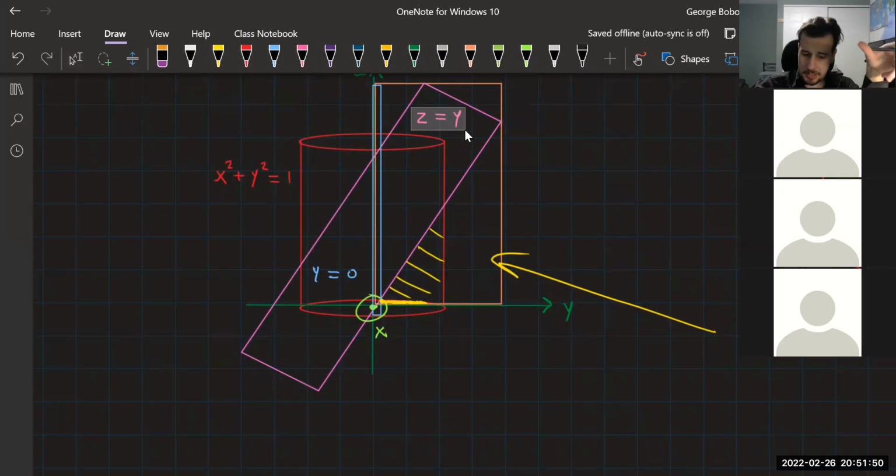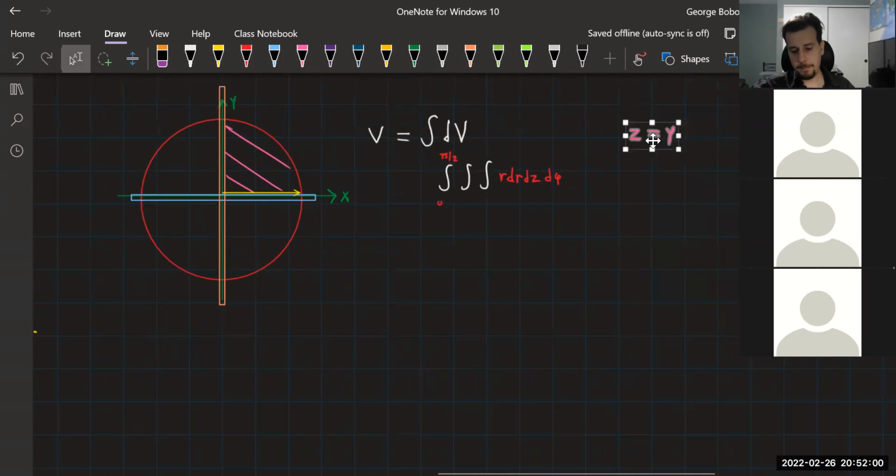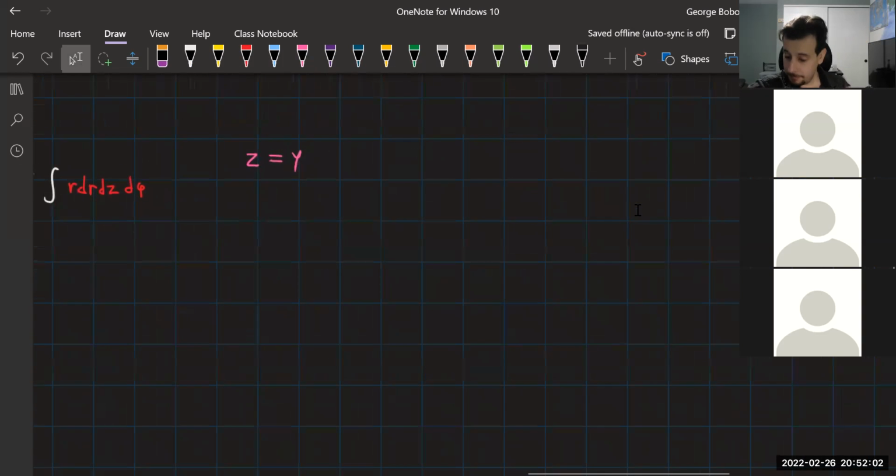And you know what y is in cylindrical coordinates. It's the same as it is in polar coordinates, which is, what do you think? Rho sine theta. Okay.